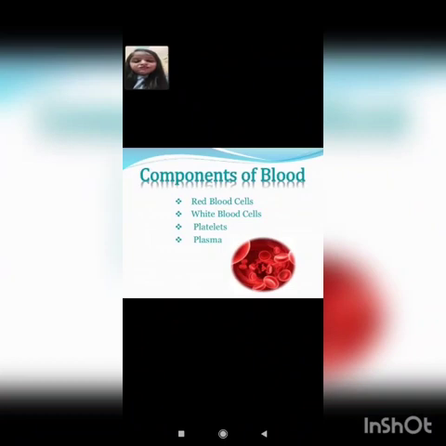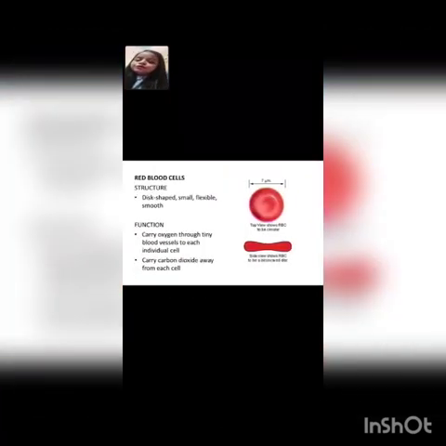Now we will study about the components of blood. We have basically four components of blood: the red blood cells, the white blood cells, platelets and plasma. So first we will discuss about red blood cells.